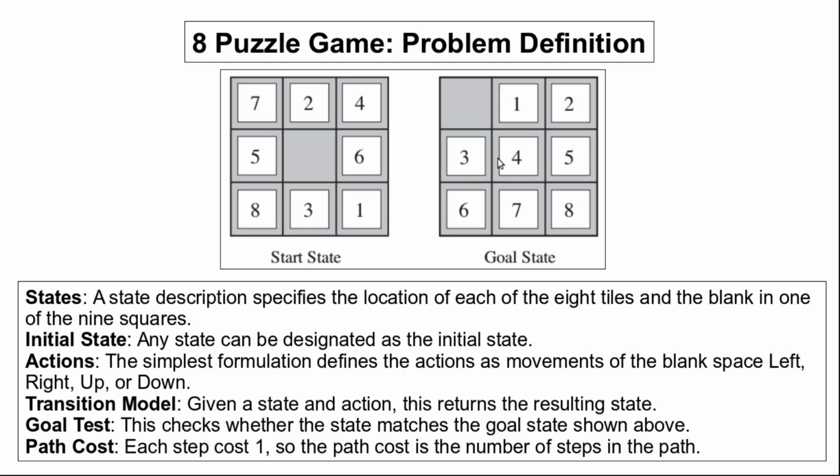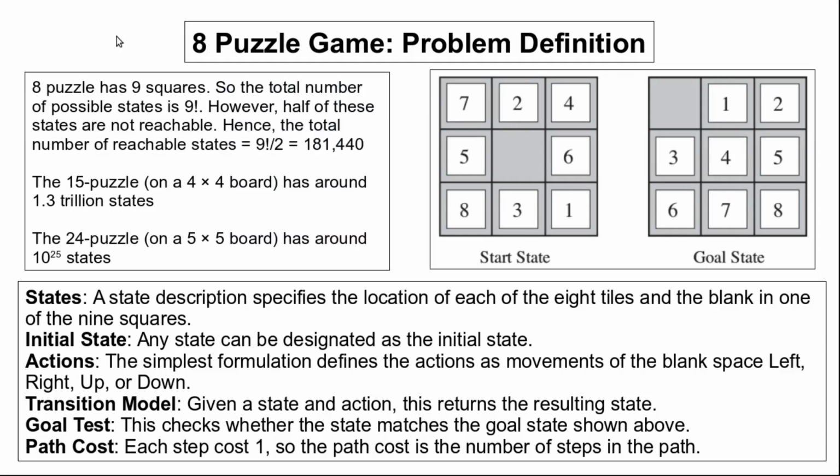And what would be the goal test? This is our goal state, and the goal test will try to figure out whether a given state is the same as this goal state or not. And then, how many steps will we take to find a solution to the problem? If we assign each step a cost of 1, the cost of the solution would be how many steps we have taken to solve the problem. So that's your 8 puzzle game.